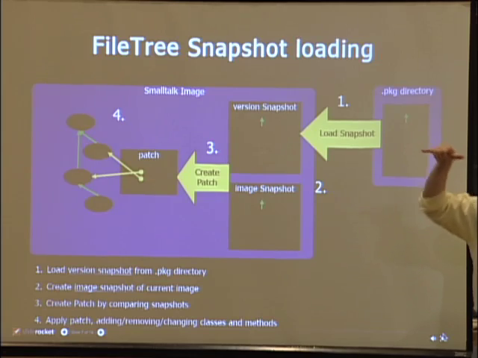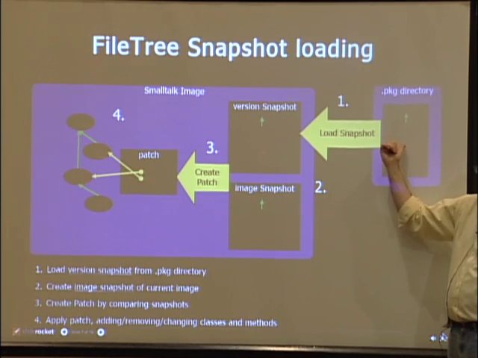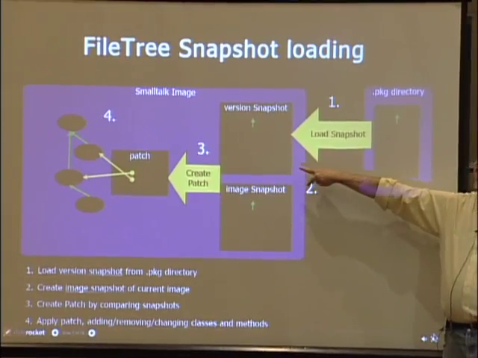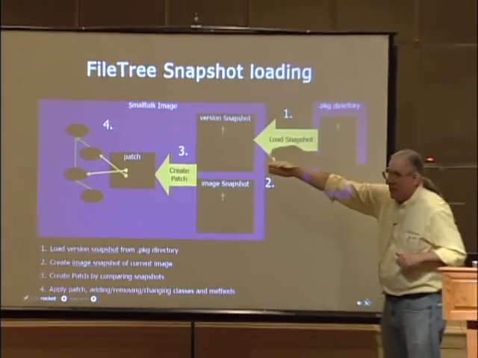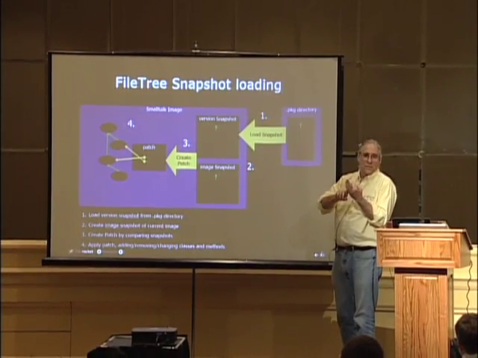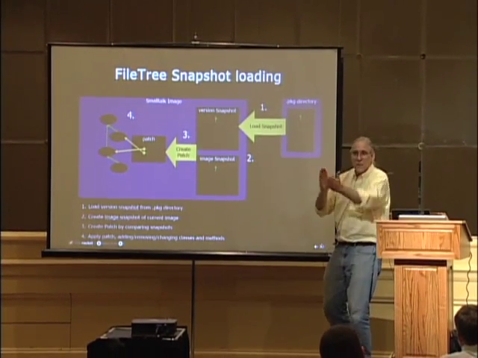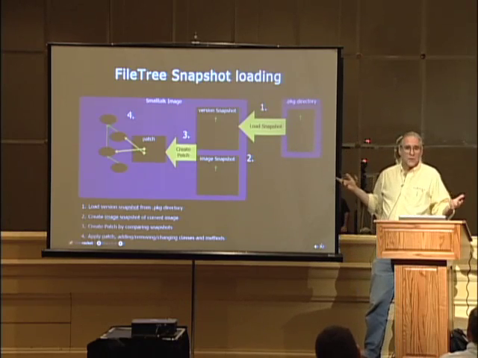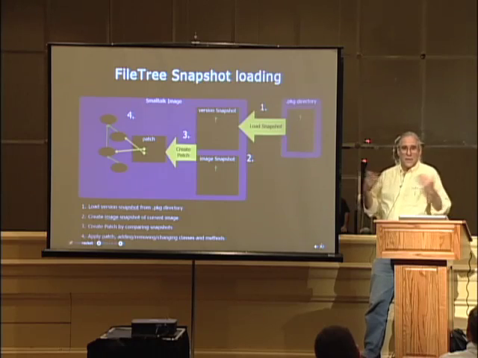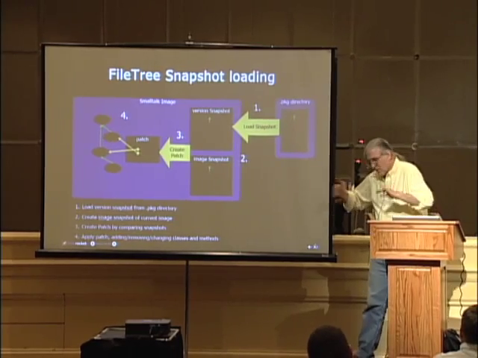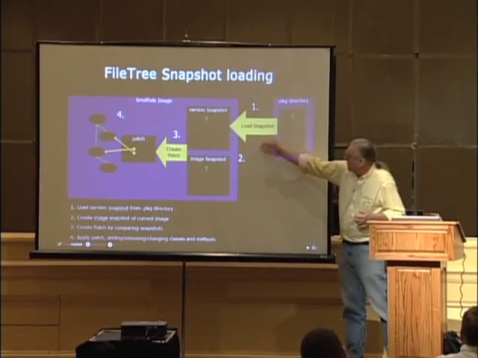So now you've got a consistent view of what the version was and what you have now. Compare the two snapshots, you generate a patch: what was added, what was changed, what was removed. Apply the patch to the image, bang, off to the races. Monticello only needs to apply the things that changed. So if nothing changed, nothing happens. The patch is empty and no changes. Nice things that you get using this algorithm.